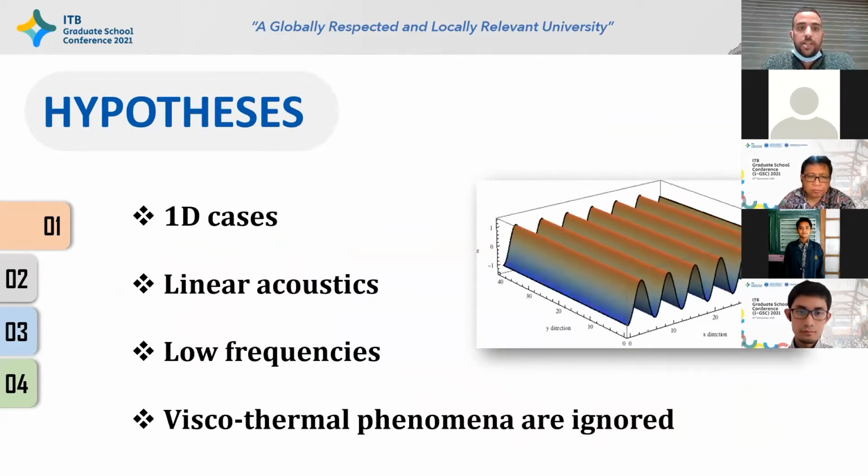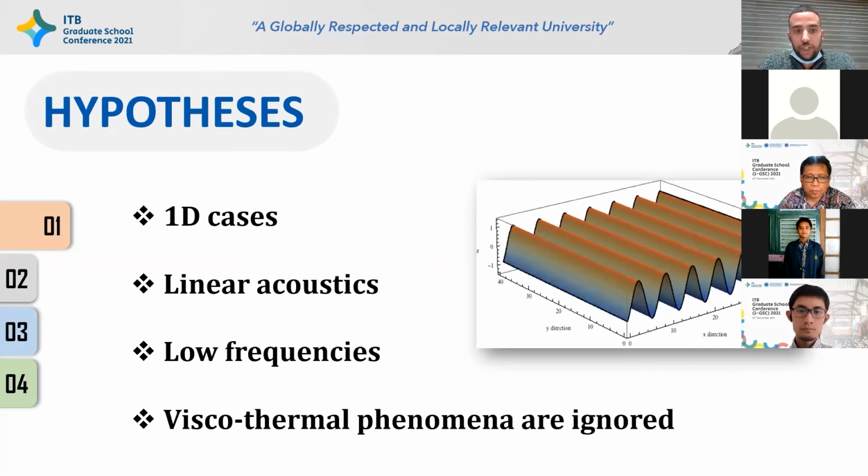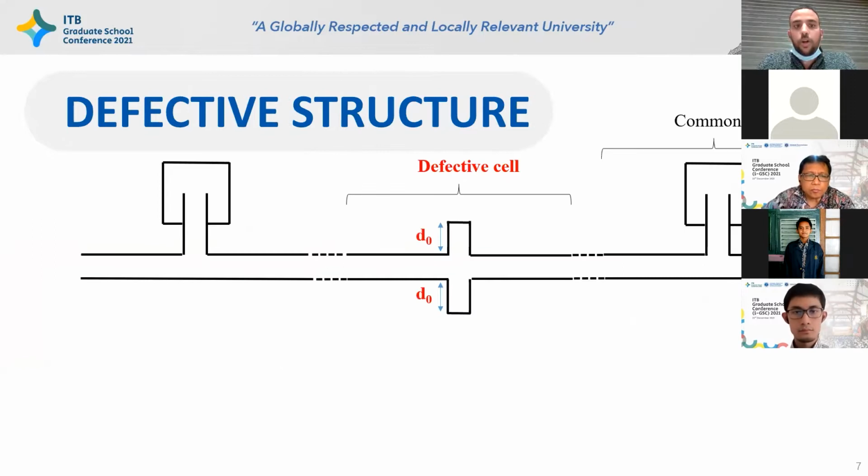Before starting this study, I may mention some simplifying hypotheses, mainly one-dimensional cases and linear acoustics at low frequencies where the viscothermal phenomena are ignored. Our proposed structure is formed, as I told you, of Helmholtz resonators with extended neck, which is mainly in the cavity, as you can see, and the periodic structure repeats itself. The main objective here is to introduce a defective cell inside this kind of structure, mainly in the middle, in the form of two parallel closed resonators that are grafted in the middle of the structure. We can consider, for example, in this study 11 cells, where cell number 6, which is the middle, is connected to closed resonators.